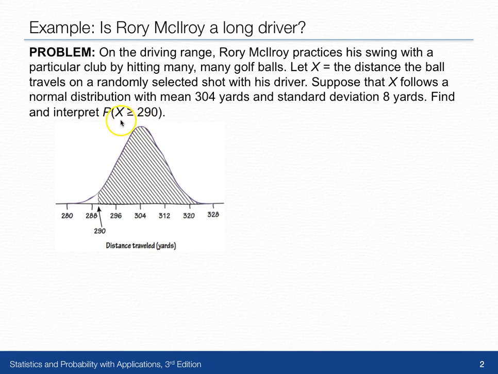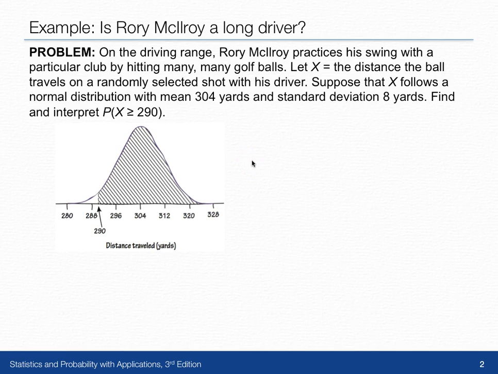Now we're interested in the probability x is greater than or equal to 290. So we'll draw our boundary of 290 on the curve and we'll shade above that since we're looking for values greater than 290. Now this is the probability we're interested in, and we can see here this is clearly more than half the curve, so our final answer should be something greater than 0.5.